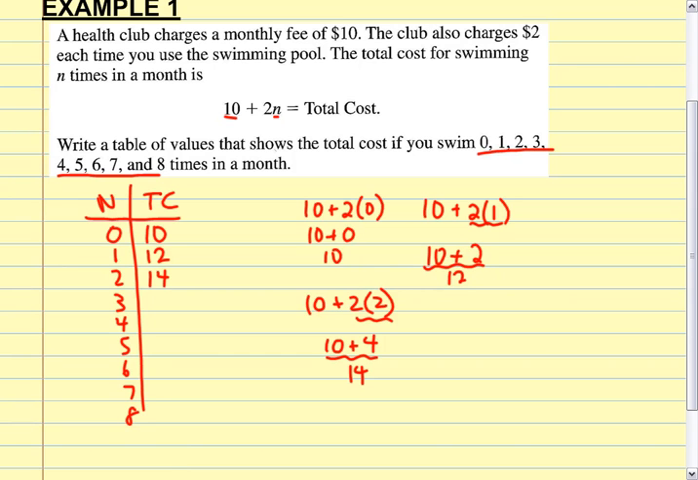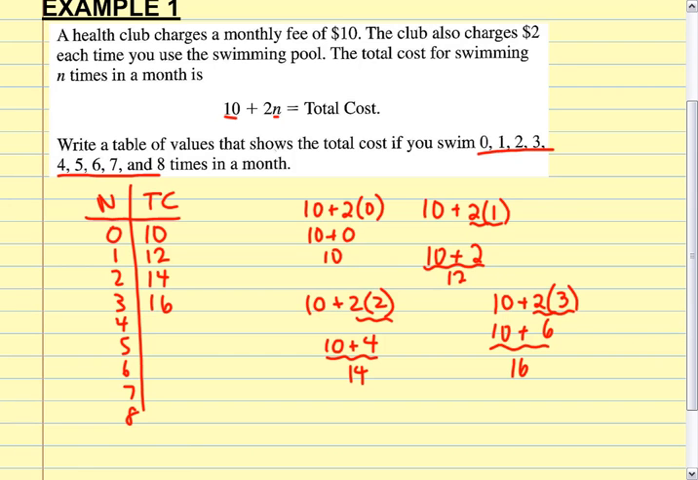Aiden, if I go 3 times, what do I do first? Multiply 2 times 3. And that gives me? 6. And then what do I get? 16. Wonderful. Let me ask you something.